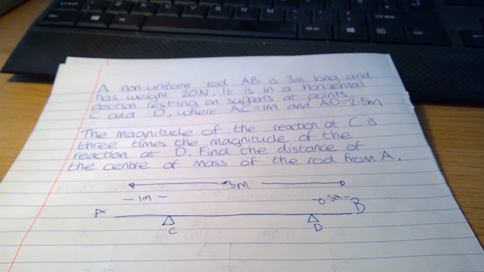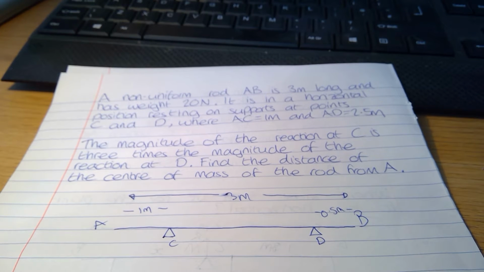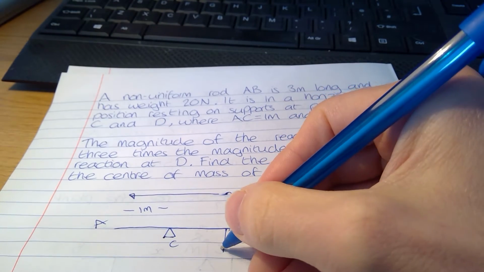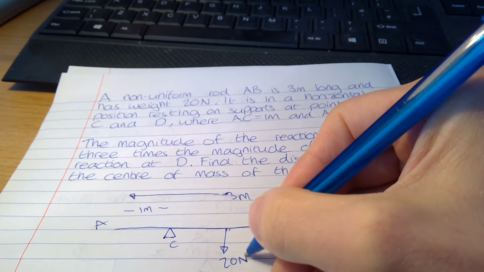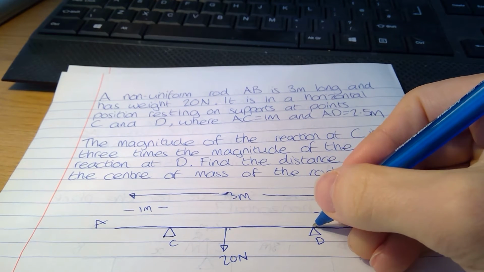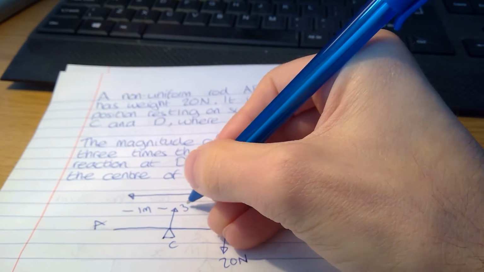We have got a weight of this rod, so the weight is 20 newtons rather than a mass, so that means that we are just labelling a force of 20 newtons, so that's going to be somewhere in between C and D for the sake of argument. So let's label that on as 20 newtons. The other forces we've got are the reactions at C and D. We're told that the magnitude of the reaction at C is 3 times the magnitude of the reaction at D. So let's call the one at D R. So that means the one at C is 3 times that, so 3R.